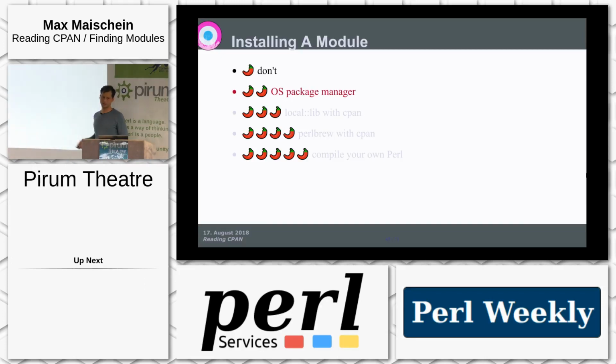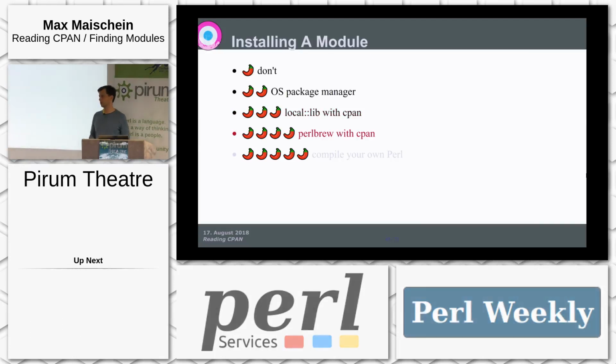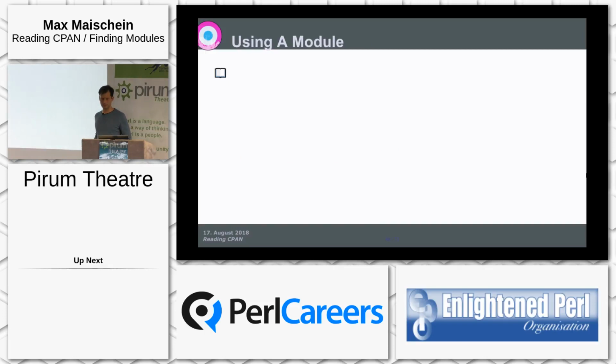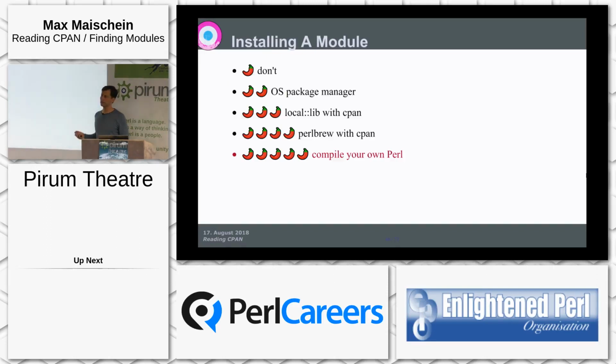And then in ascending order of perceived hardness is to use the package manager of your operating system to install the module, or to use local lib with the CPAN client, or Perlbrew to compile your own Perl and then use the CPAN client with it, or to go the bare bones way of compiling your own Perl and using the CPAN with it. There is in the bonus section for every one of these variants a short example on how you actually do this.